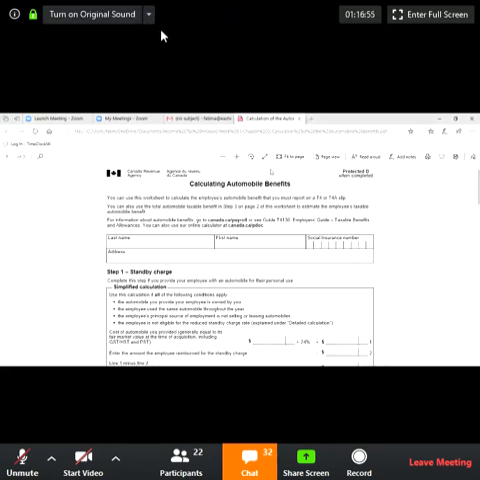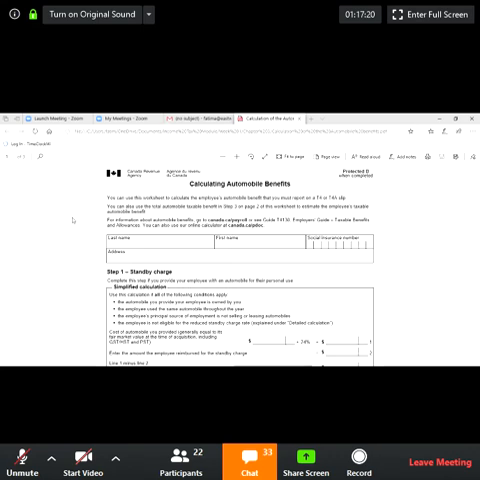Good, Jesse. Okay. Now, you can use this worksheet to calculate the employee's automobile benefit that you must report on the T4 or T4A slip. T4A slip is basically with the retirement. I'm listening, ma'am. That's good. You can also use the total benefit taxable in step 3 on page 2 of this worksheet to estimate the employee's taxable automobile benefit. That's what we are talking about.